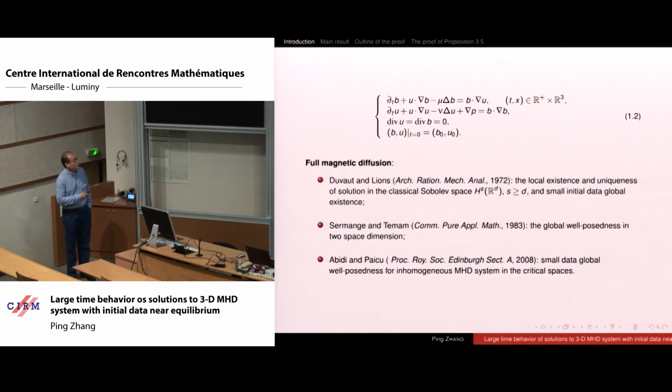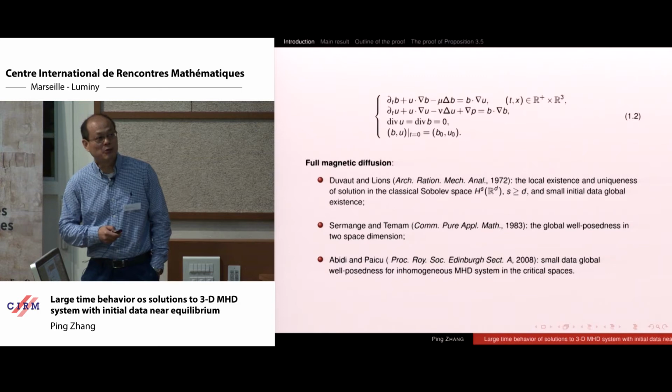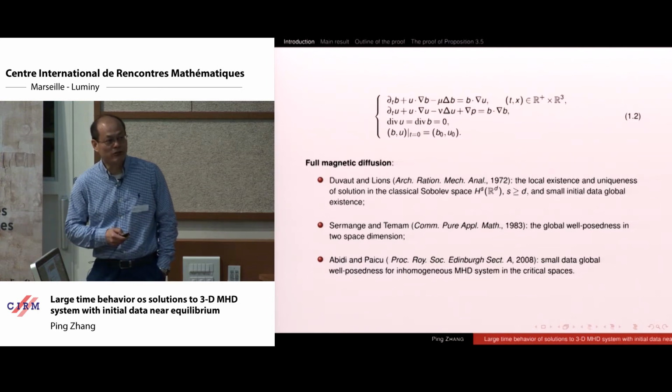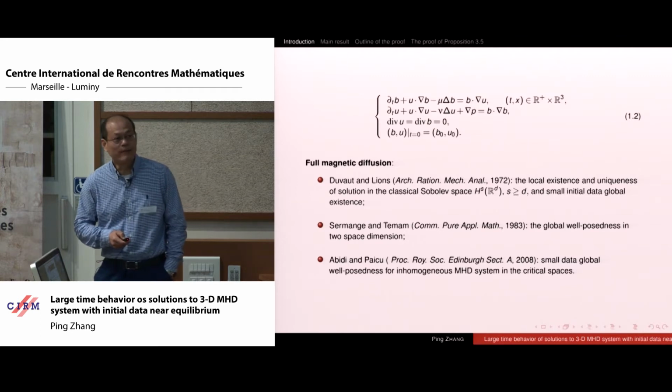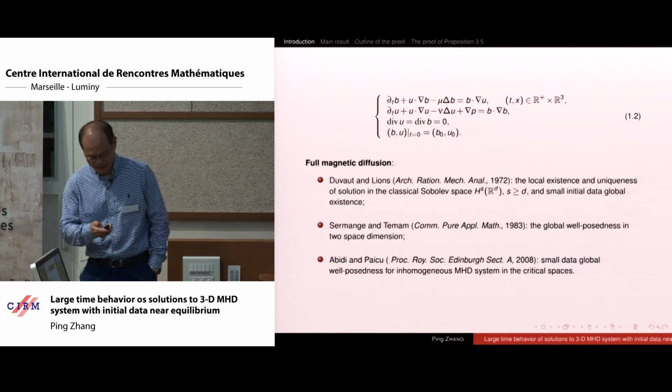Here we assume the density of the fluid equals 1. If we assume the density of the fluid depends on time and the space variable, we should couple this system with a transport equation for the density function. That's also called the inhomogeneous Navier-Stokes system. It was proved by Abidi and Paicu that there is small global well-posedness with initial data in the critical spaces.